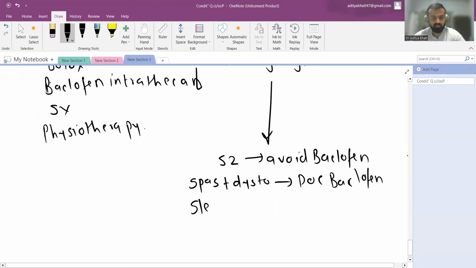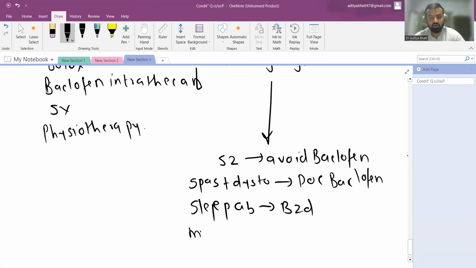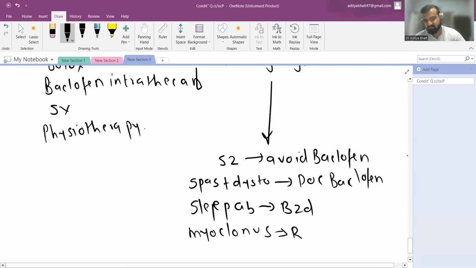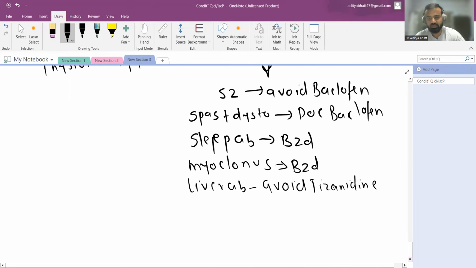If you have sleep abnormalities, you give benzodiazepine. If you have myoclonus, again give benzodiazepine. And if you have liver abnormalities, avoid tizanidine and avoid dantrolene sodium.